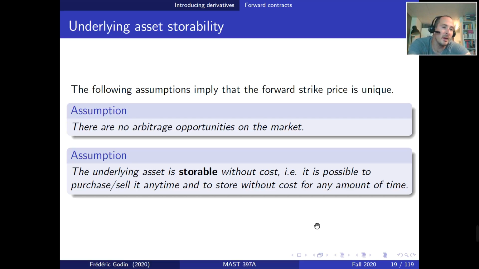So if we go back to the previous example where an institution has to buy bushels of corn, that might not fit this assumption because in practice, if you want to store corn, probably you need freezers, and then there are costs associated to this. So for these types of commodities, that last assumption doesn't hold, but we're going to see that for many financial instruments, for instance, this assumption is reasonable. So when the underlying asset is storable without cost, then we're going to see the forward price must be unique.